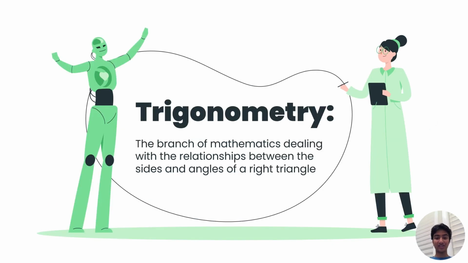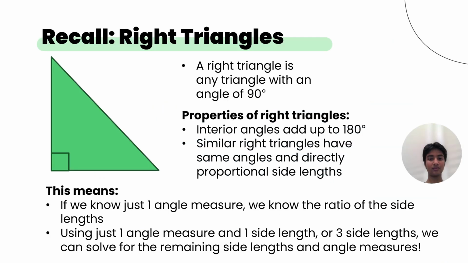Okay, so starting with trigonometry. Trigonometry is the branch of mathematics dealing with the relationships between the sides and the angles of a right triangle. Remember that right triangles are any triangles with an angle of 90 degrees, symbolized by this square in the corner of the triangle. Some properties of right triangles are that the interior angles add up to 180 degrees, and similar right triangles have the same angles and directly proportional side lengths.